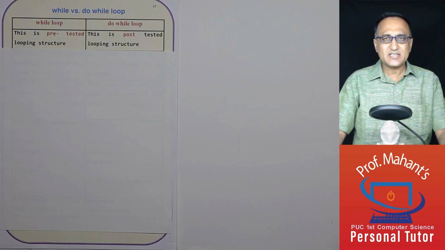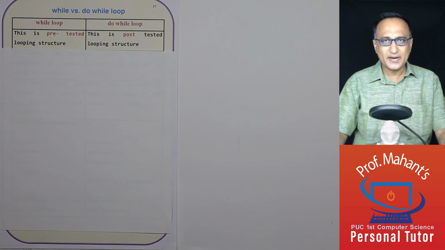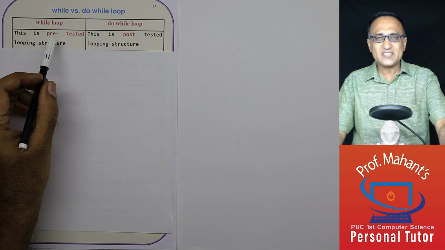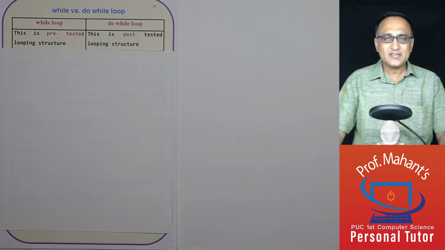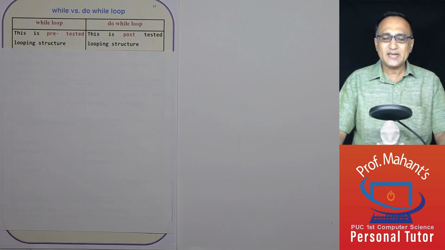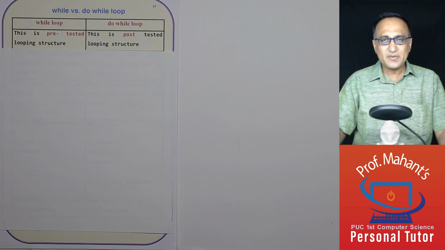Before we discuss the for loop and a few problems using the for loop, let us try to draw out the differences between the while and the do while loop. The first difference is in the while loop, the condition is tested before the statements are even executed for the first time. Whereas a do while loop is a post tested loop in the sense that the statements are executed at least once before the condition is tested for the first time.